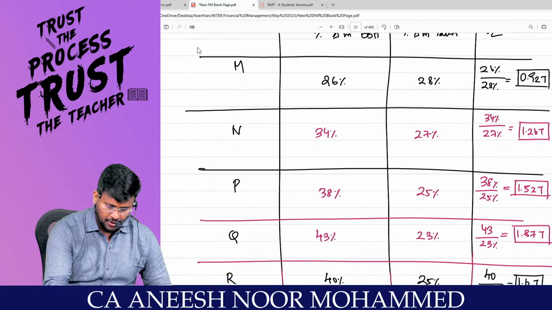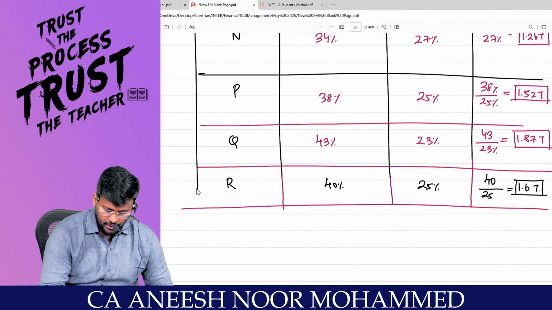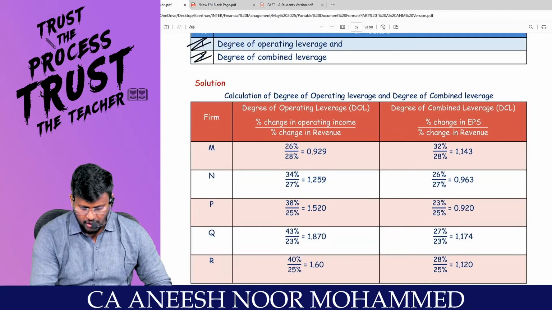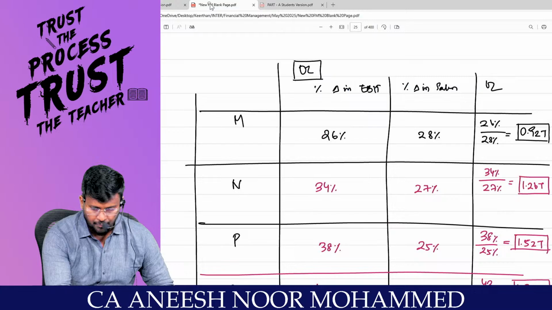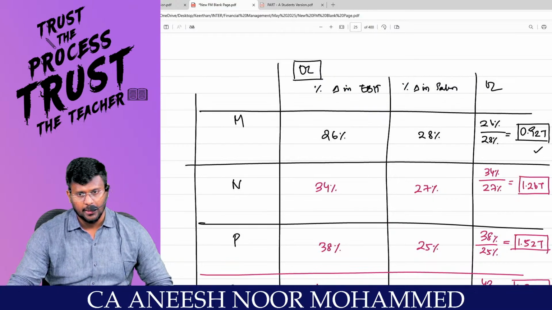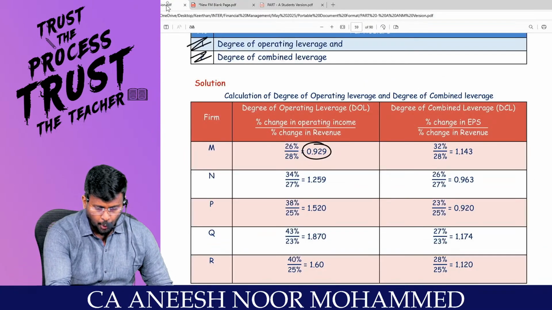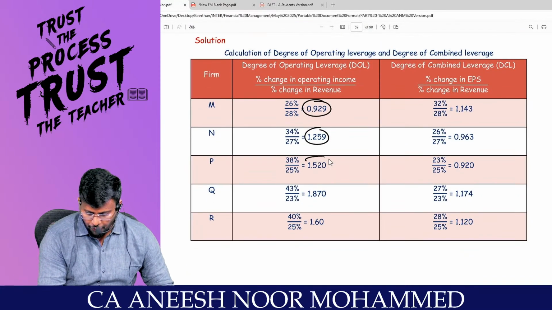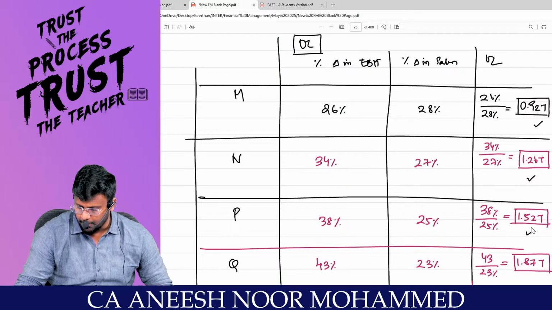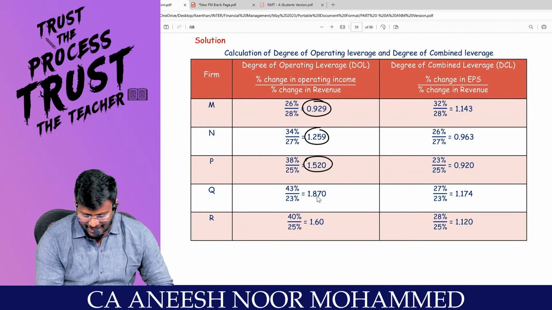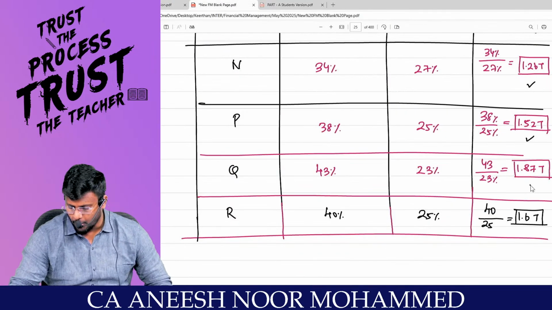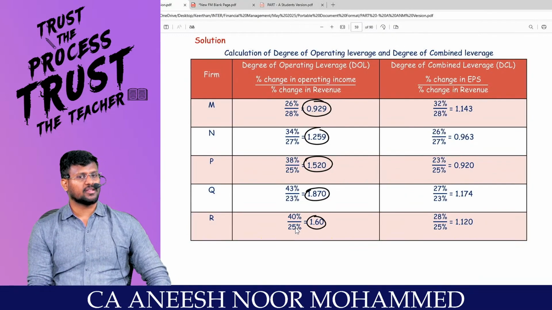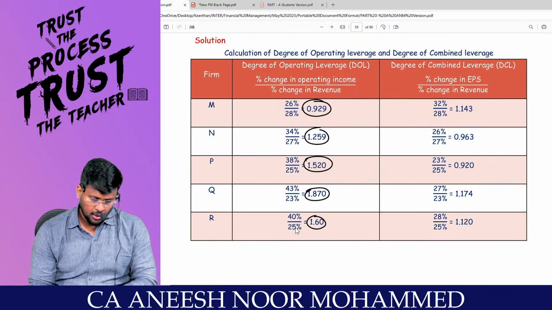For the first firm, we have already calculated the operating leverage. The operating leverage is 0.929. We got 0.92 times. Are you ready with me? 1.26, 1.259. 1.52, we also got 1.52. 1.87, we also got 1.87. And 1.60, we also got 1.60. Are you comfortable?